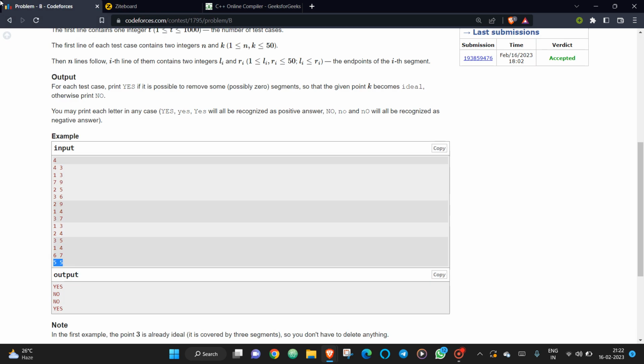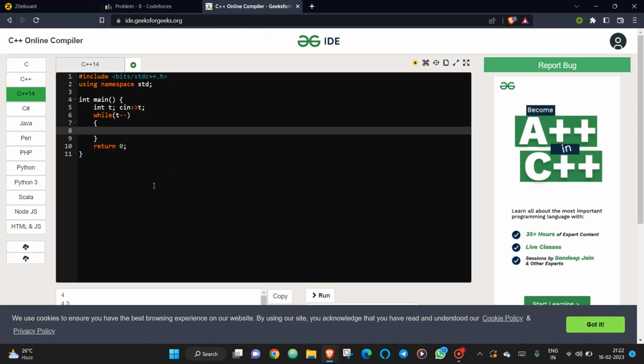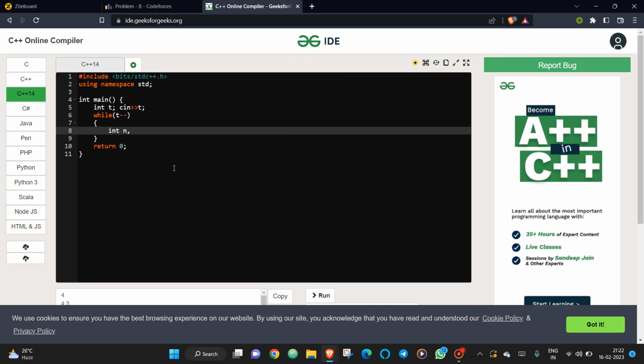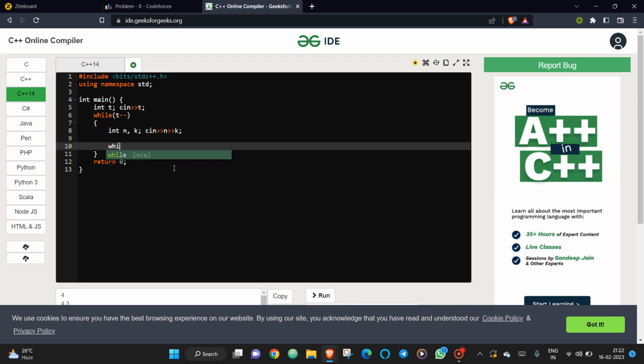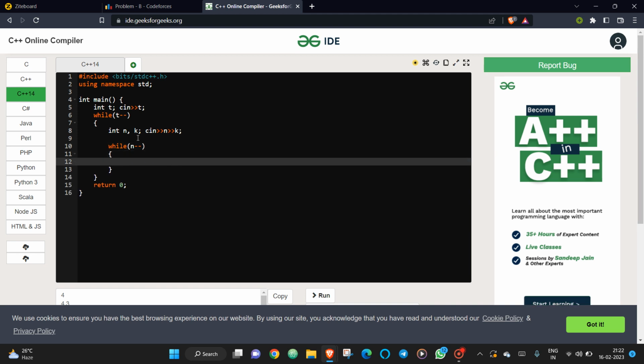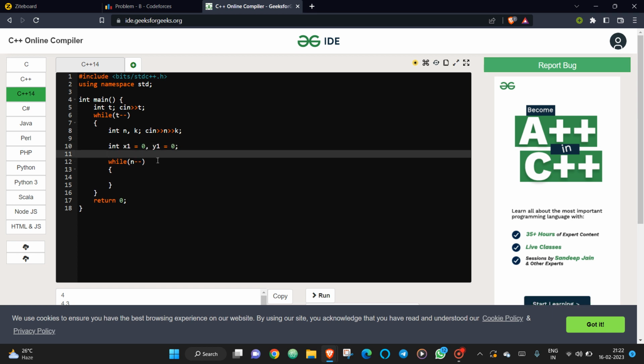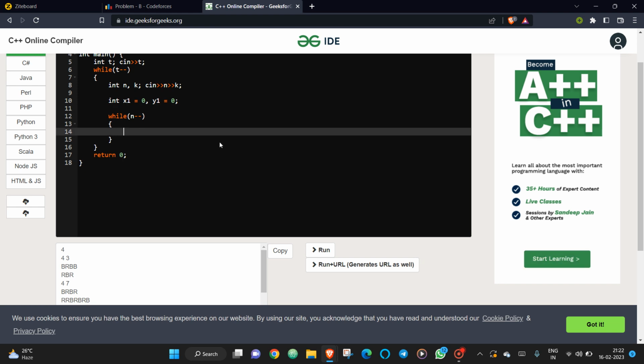So that's what it is. I'll just quickly code this. Initially, he will be giving you n and k, right? So you take that n and k. Now you take those n coordinates, right? I'll check whether it is acting as an endpoint or not. I'll take x1 and y1 equal to 0.